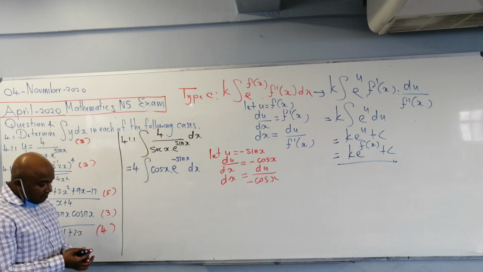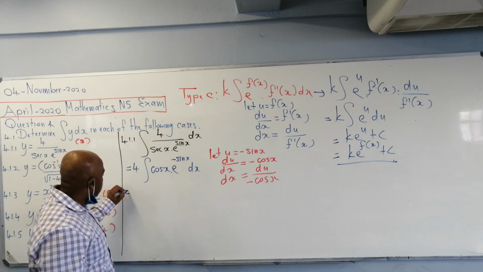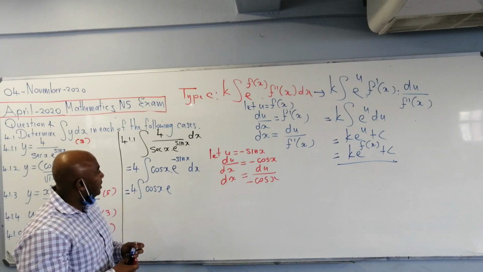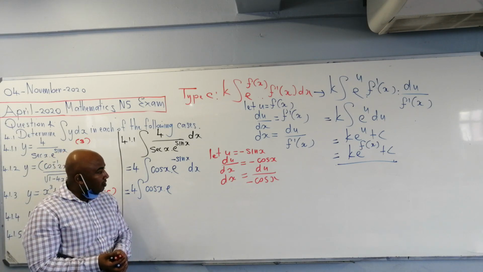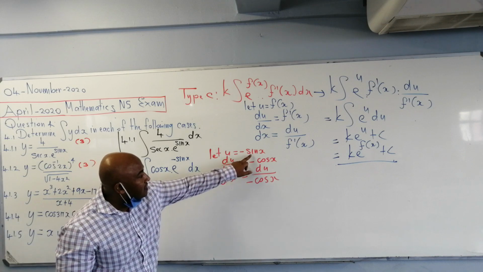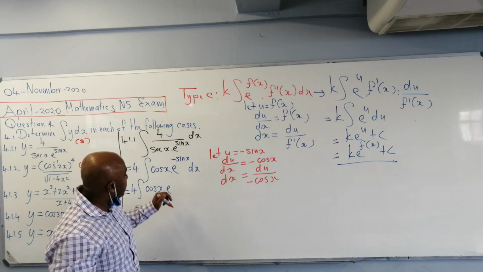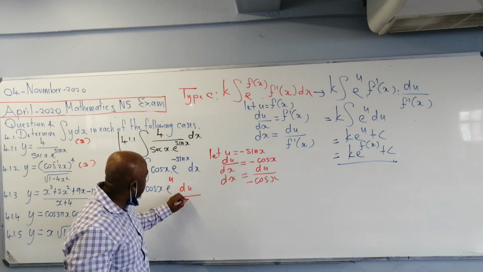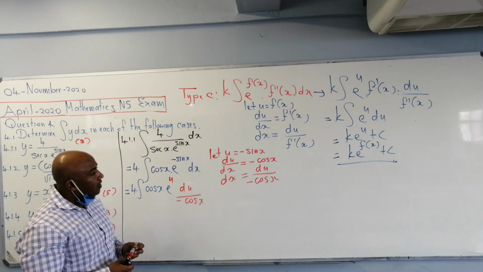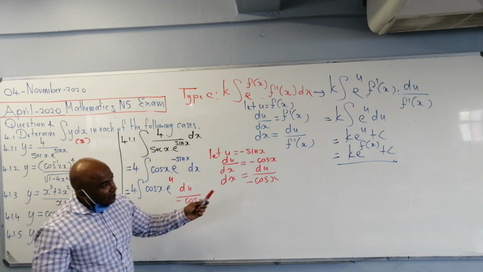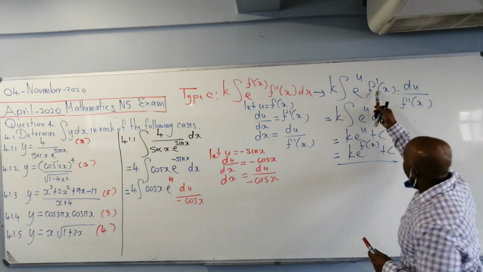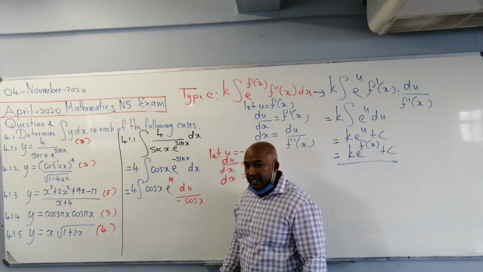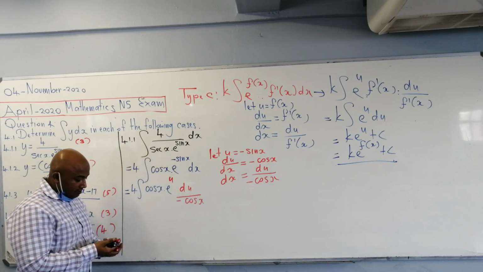And now, just substitute. So this is equal to 4. You've got cos x there. You've got e to the minus sine x, which is no more minus sine x. Minus sine x has been replaced with the letter u. And dx is replaced with du divided by minus cos. And now, where are we? We are at this stage here. Can you see f prime x, f prime x? They must cancel. That is type C.